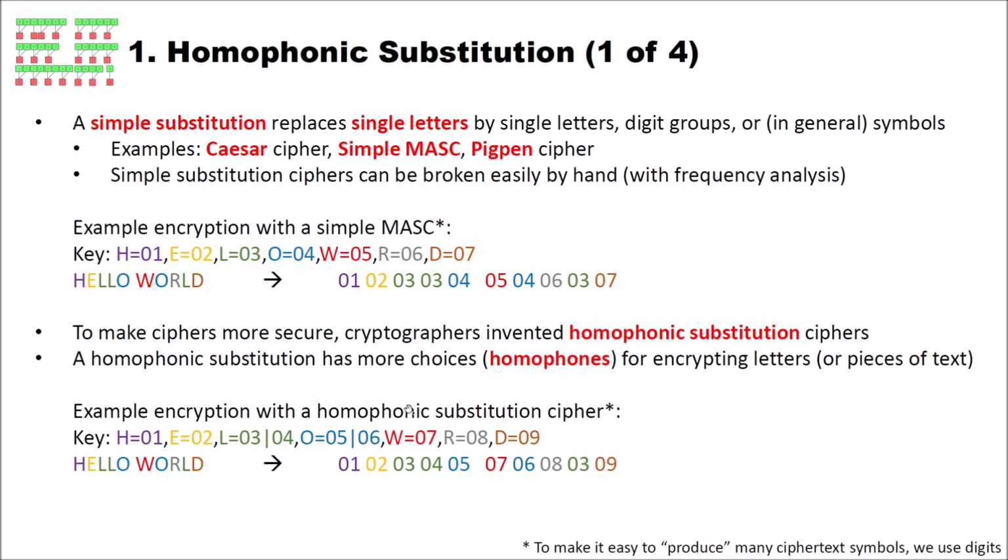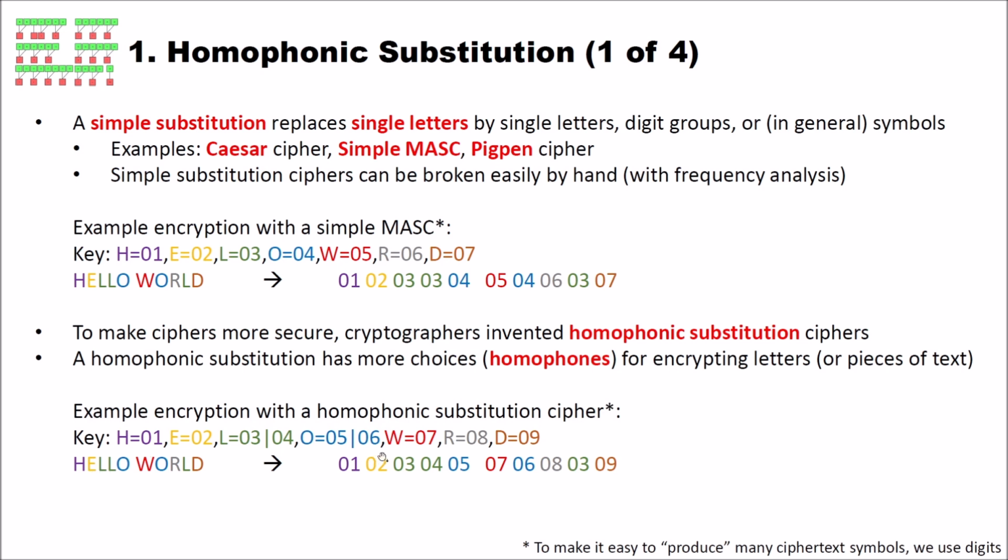And we could think of all letters having choices. The more choices you have, of course, the more difficult it is to break such a cipher. Now in our case, you can see that the L's are encrypted by different ciphertext symbols. The first L is encrypted by 03 and the second L by 04. And then we have another L here at the end. This is the L of World. And we once encrypted it again with 03. So we have different choices, different homophones for the plaintext letters.